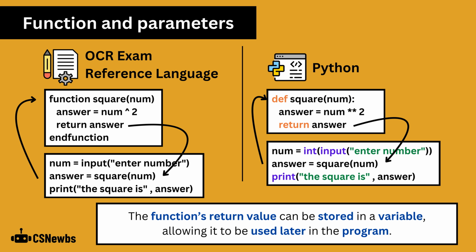A function's return value can be stored in a variable, allowing it to be used later in the program. In this example, the returned value is a variable named answer. Rather than print the square function when it is called, it is saved into a variable, also called answer, which is used in a print statement on the next line.